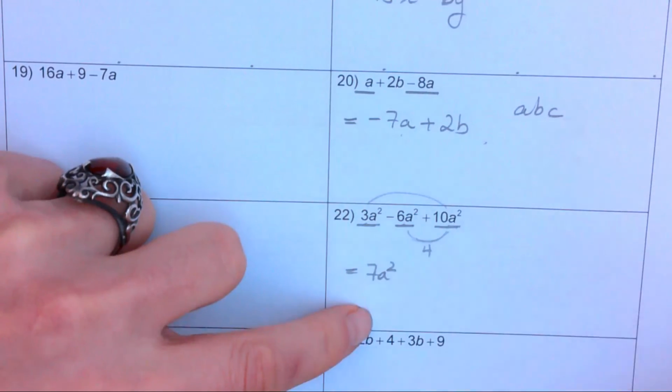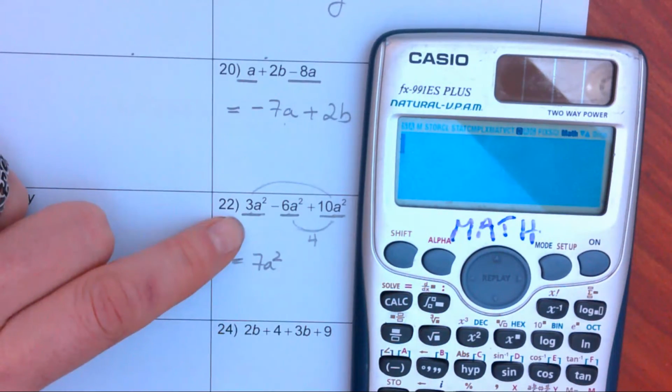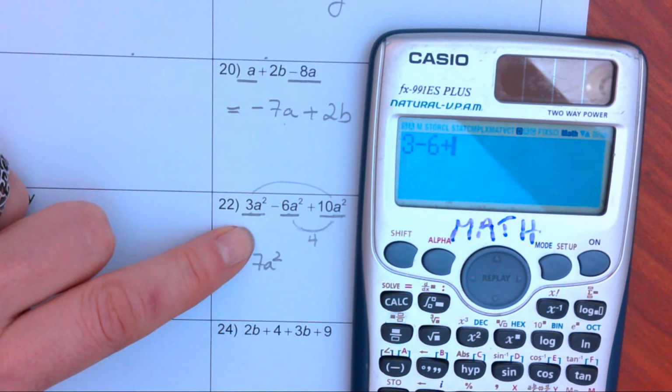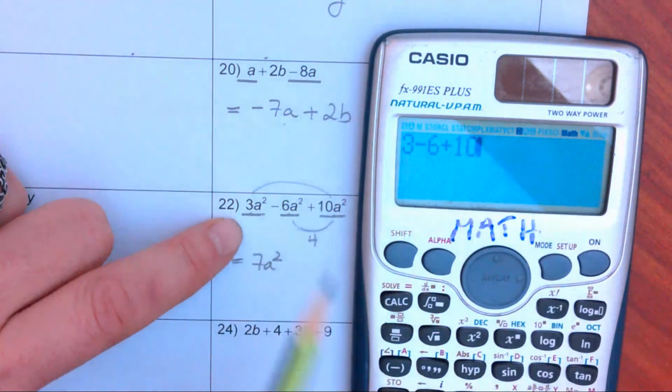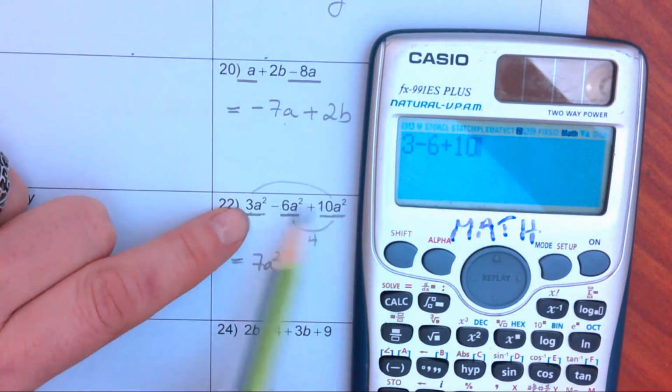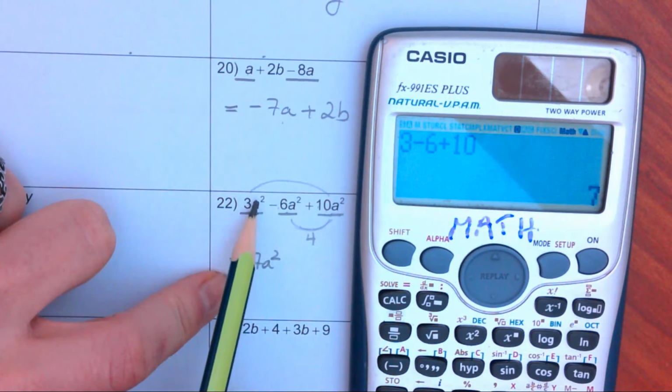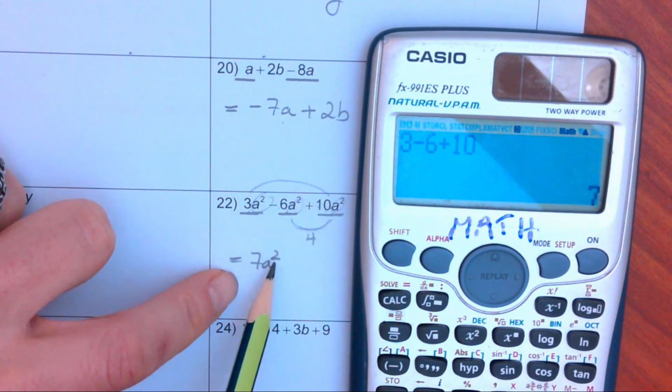So say you don't want to think and you're just really tired for this question. You just go 3 minus 6 plus 10. Oops. 3 minus 6 plus 10. You can't put variables, letters, in your calculator. So you just do that, and you go, oh, there's 7. And you write whatever variable it is with the exponent.